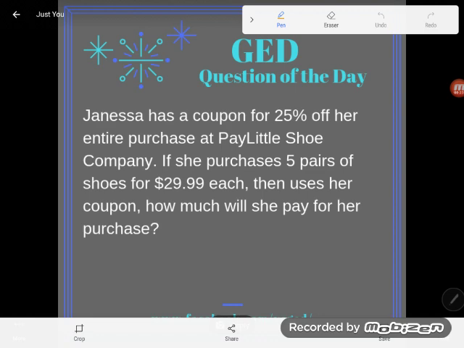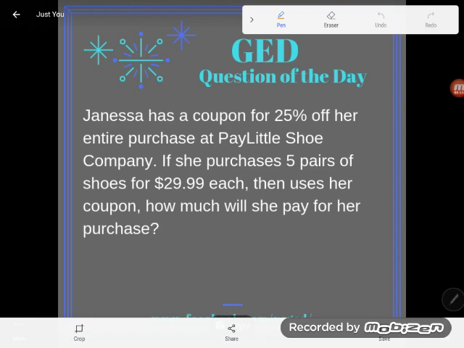It says, Janessa has a coupon for 25% off her entire purchase at Paylittle Shoe Company. If she purchases 5 pairs of shoes for $29.99 each, then uses her coupon, how much will she pay for her purchase? All right, what is this? This is a multi-step percent problem. They are one of the problem types that show up on the GED Math Study Guide. So you could see that there. Percentage also falls into the category of data analysis.